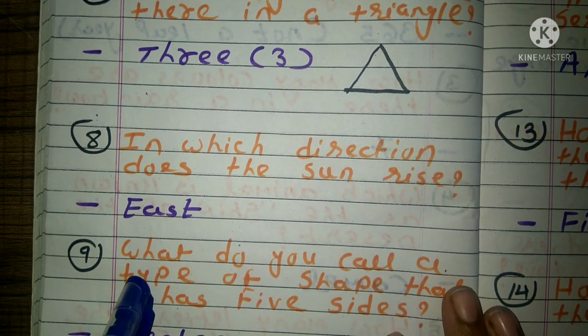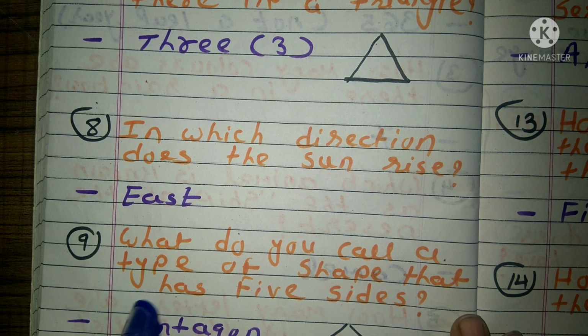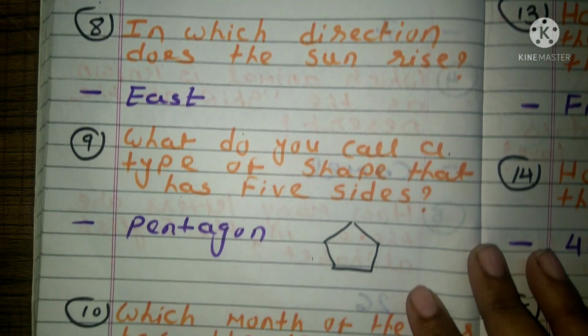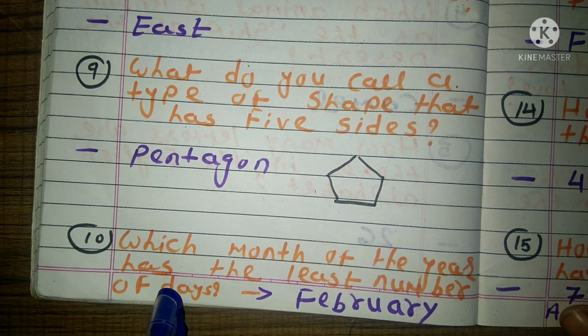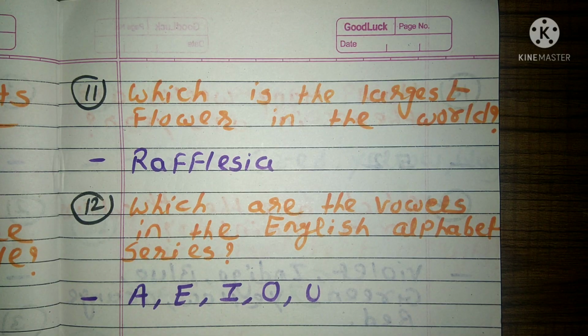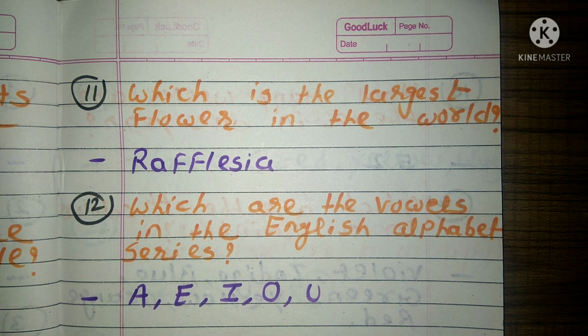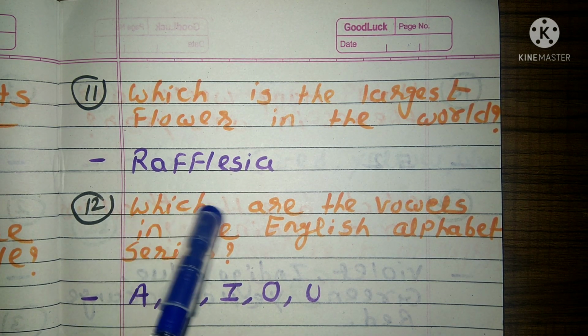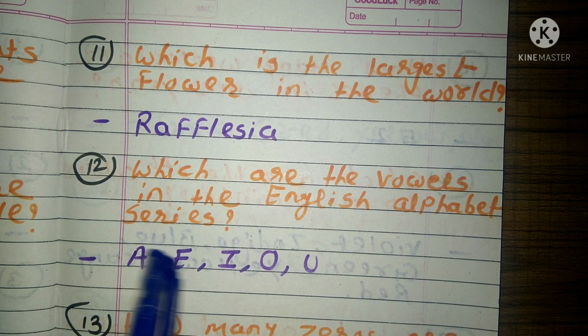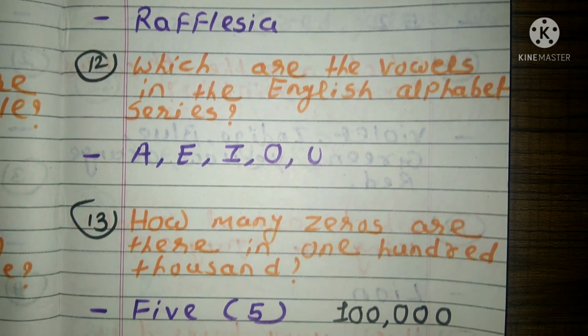rise? East. What do you call a type of shape that has 5 sides? Pentagon. Which month of the year has the least number of days? February. Which is the largest flower in the world? Rafflesia. Which are the vowels in the English alphabet series? A, E, I, O, U.